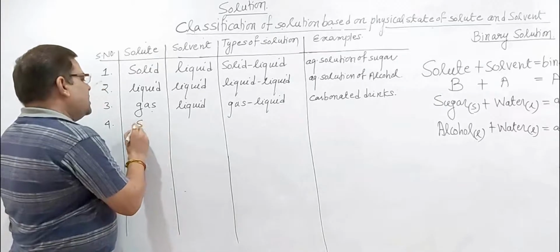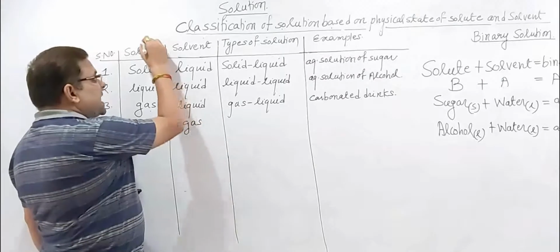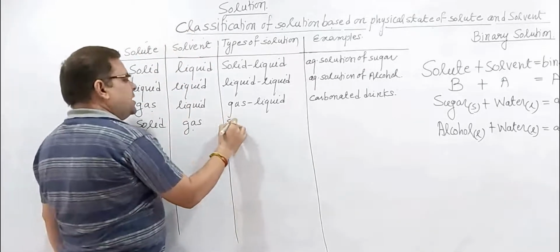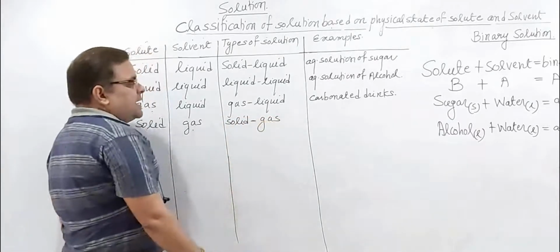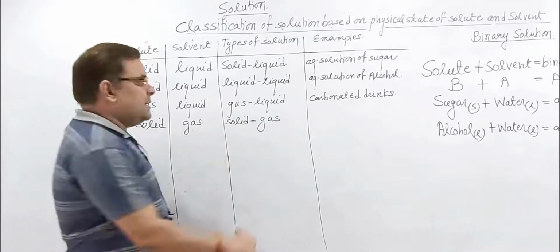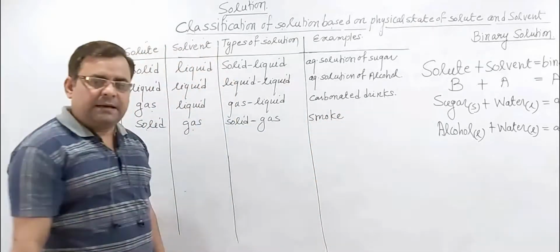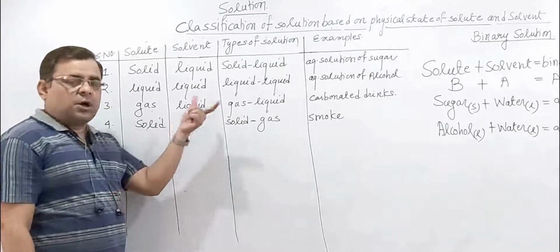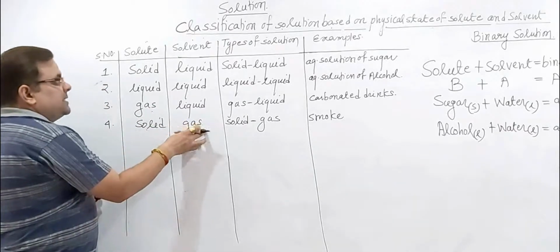For example, solid in gas solution. Suppose solute is present in solid state and solvent exists in gaseous state, then such a solution is called solid in gas solution. What is the example of solid in gas solution? For example, camphor in air, or smoke. Dust particles in air is the best example of a solution of solid in gas.